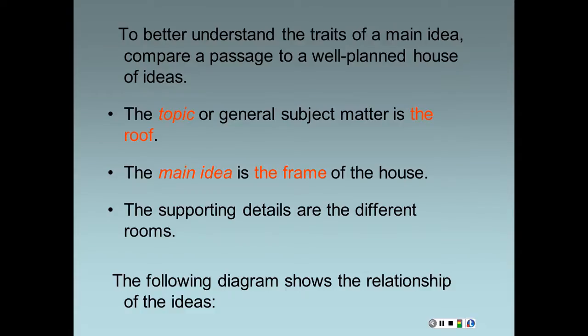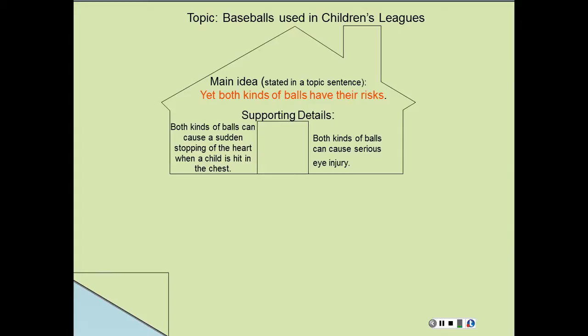To help you better understand the traits of a main idea, compare a passage to a well-planned house of ideas. The topic or general subject matter is the roof. The main idea is the frame of the house. The supporting details are the different rooms. The following diagram shows the relationship of the ideas. Study the diagram. Take note of how the topic baseballs used in children's leagues covers the main idea and all the details discussed.